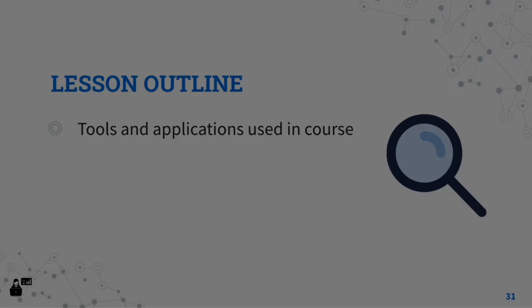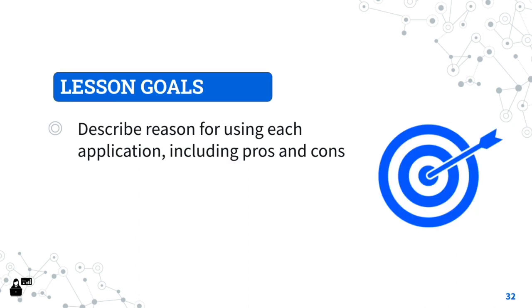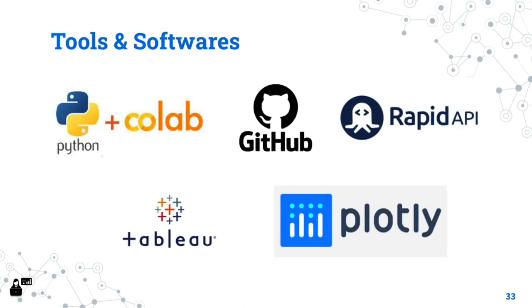Tools used. In this lesson, we will cover the tools and applications used in this course. The goal is to describe the reason for using each application, including any pros and cons. Starting with the left-hand side, we will be using Python and Google Colab. Google Colab is similar to Jupyter Notebooks. It is an environment for us to code in Python, but all on the cloud. What that means is that it's free to use since it's owned by Google, and two, we don't have to install Python on our machines at all.